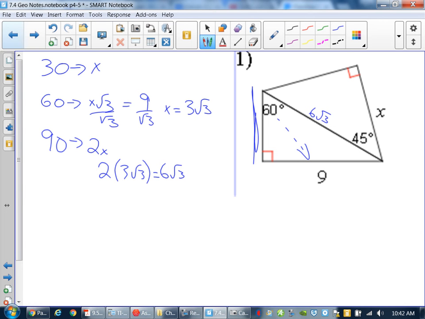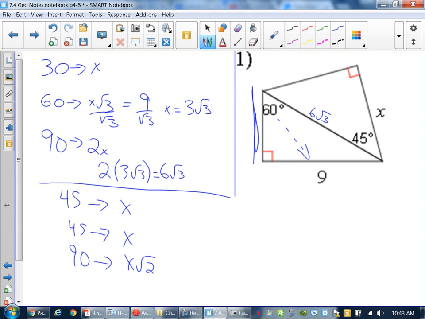Exactly. Now that 6 root 3 has jumped sides to the other triangle. Oops, I've jumped to the other triangle, the 45, 45, 90. And that special pattern was this. So now it just means that across from the 90 is equal to x root 2.